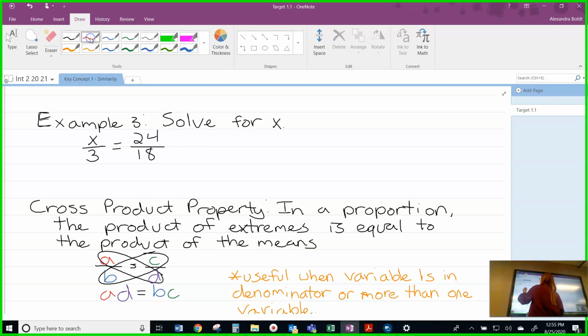Well, currently x is being divided by 3, so I'm going to multiply both sides by 3 because I'm doing the opposite. The opposite of division is multiplication. Those 3's cancel out, and I'm left with x equals 24 over 18 times 3.